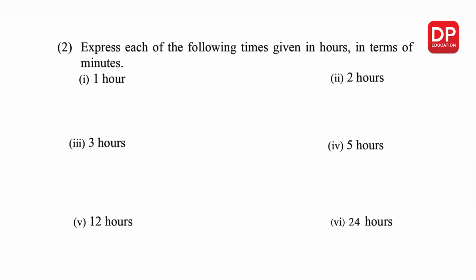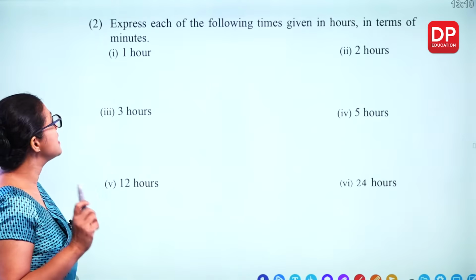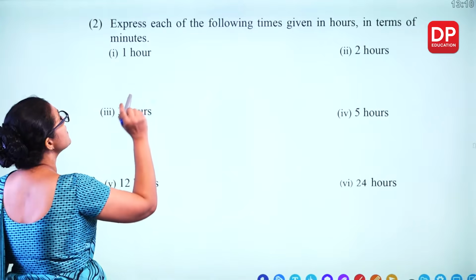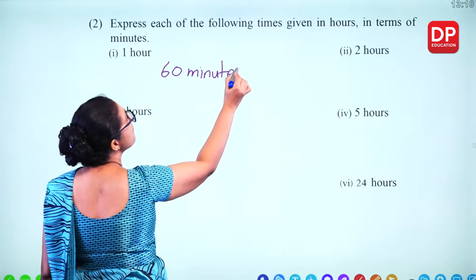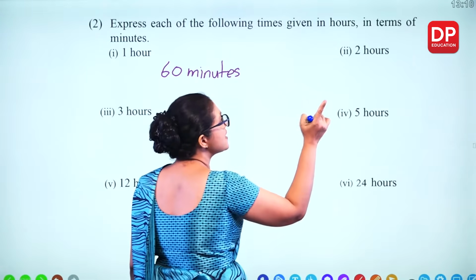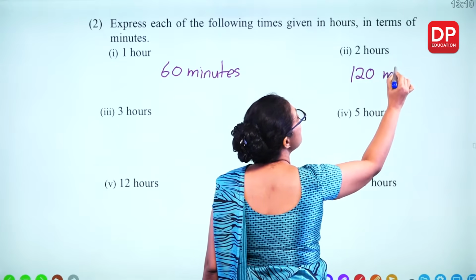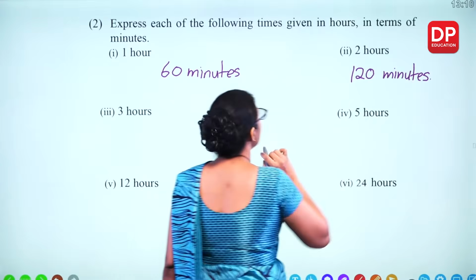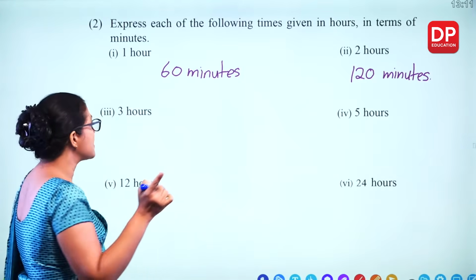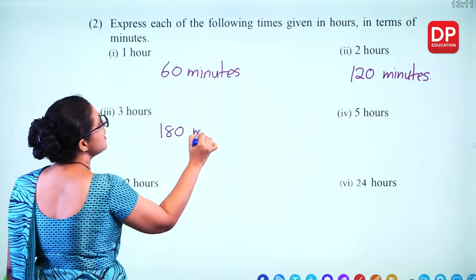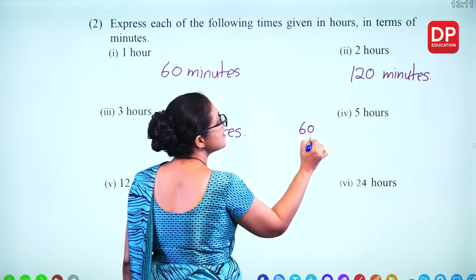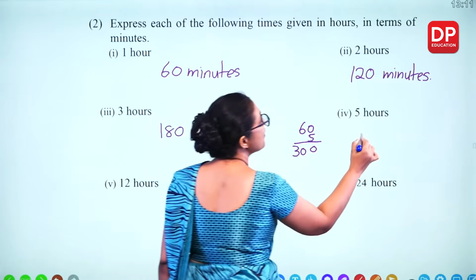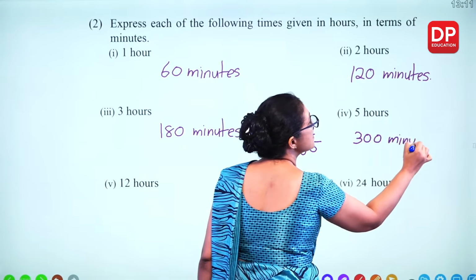Question number 2. Express each of the following times given in hours in terms of minutes. So what's the conversion? 60 minutes is 1 hour. So multiply by 60. 60 times 1, 60 minutes are there. 2 hours means 2 times 60, 120 minutes. 3 hours means 3 times 60, 180 minutes. This one 5 hours, that means 60 times 5, 300 minutes.